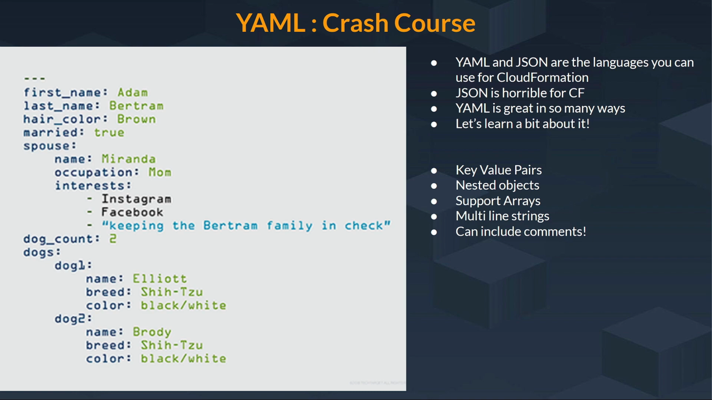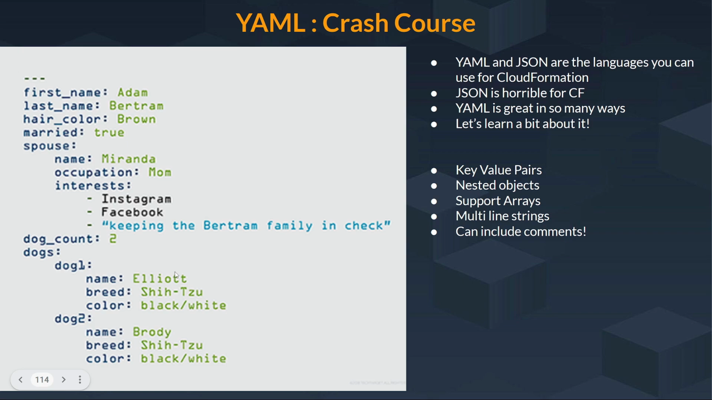The spouse key contains another object using indentation. Under spouse, name: Miranda means Miranda is the spouse's name. Occupation: mom describes her role. Interests introduces a list with items like Instagram, Facebook, and keeping the Bertram family in check.